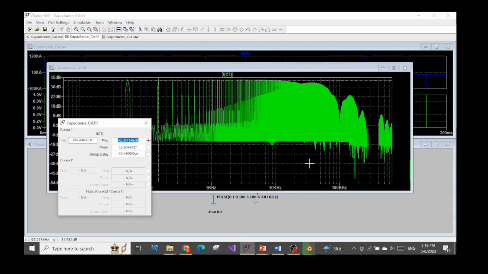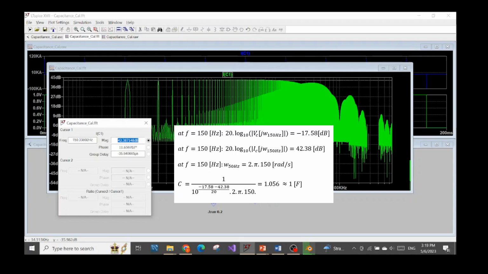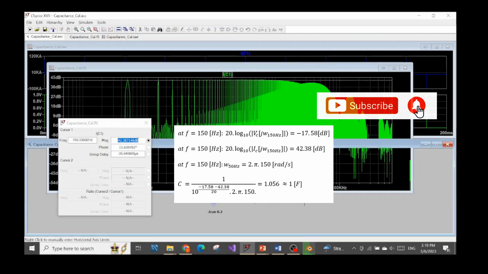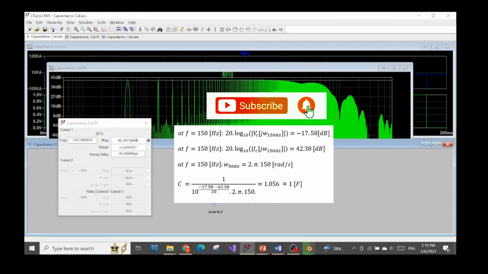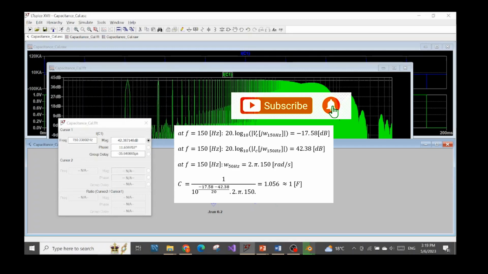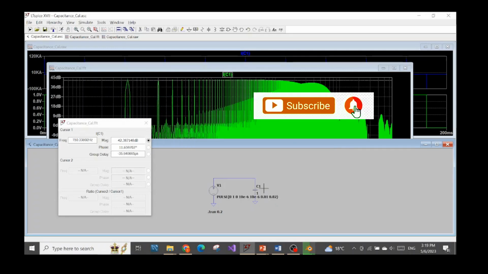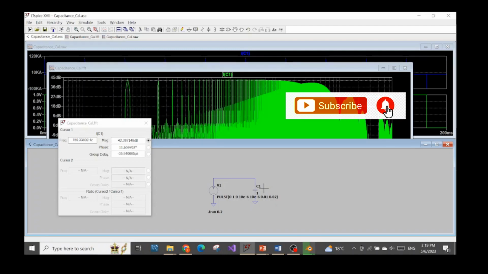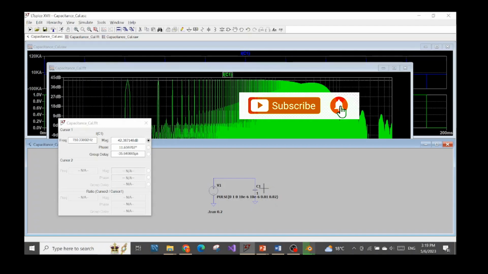Now, in the case where the frequency of interest is 150 Hz, we obtain a capacitance of around 1.056 farad, somehow close to 1 farad. Yes, and that's the end of the demonstration of how to use the second method to derive our capacitance in the frequency domain. And I prefer the frequency domain since it's straightforward. There's no need for integration, only subtraction and division.